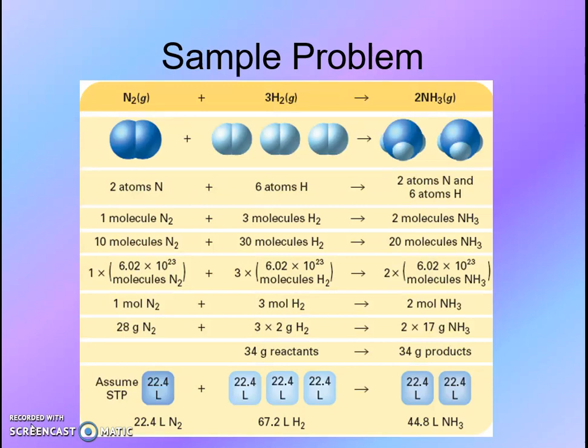So we're getting back out 2 atoms of nitrogen and 6 atoms of hydrogen, which is good because we know that those are conserved. It should be the same amount of nitrogen and hydrogen atoms on the reactant and the product side. The next line below that, now let's look at in terms of molecules. So I have 1 molecule of nitrogen, again combining those 3 molecules of hydrogen to make 2 molecules of ammonia. And those are coming right out of the coefficient of the balanced chemical equation.